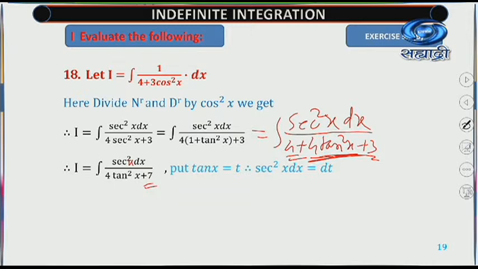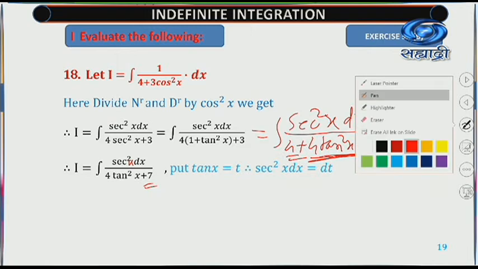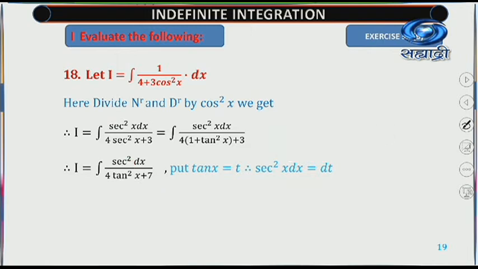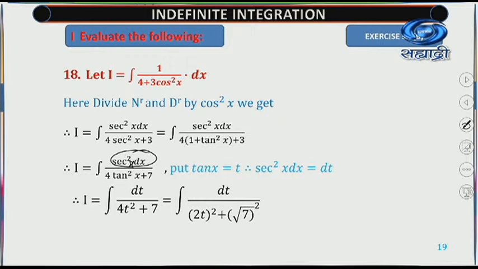Put tan x equal to t. When you substitute tan x equal to t, what value will you get? You will get sec square x dx equal to dt. So once you know that this is dt, you know that this is dt upon 4t square plus 7, again in your formula. So that gives you the integral of dt upon 4t square plus 7 after the substitution.